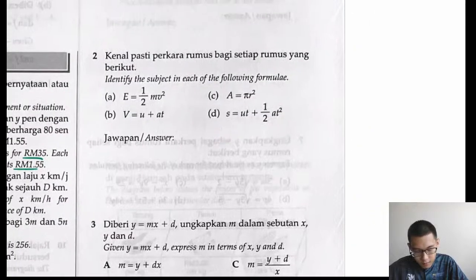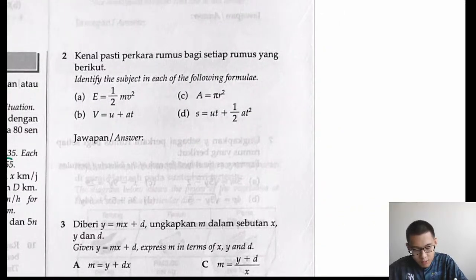Question 2. Okay, identify the subject. So we need to identify which one is the subject from this formula. The subject I will just highlight. The subject is E. The subject is V. The subject is A. The subject is S. Okay, done.